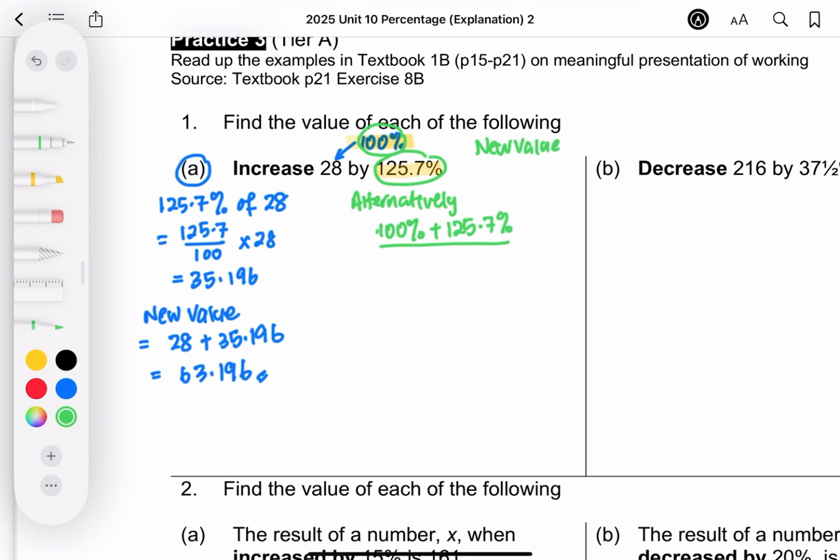Alright, since we are finding the increase, the denominator would be the percentage of the original number, which turns out to be 100%, and times 28. And with this, we get 225.7% over 100% times 28, and therefore 63.196 is the new value, which is the same as what we found earlier.